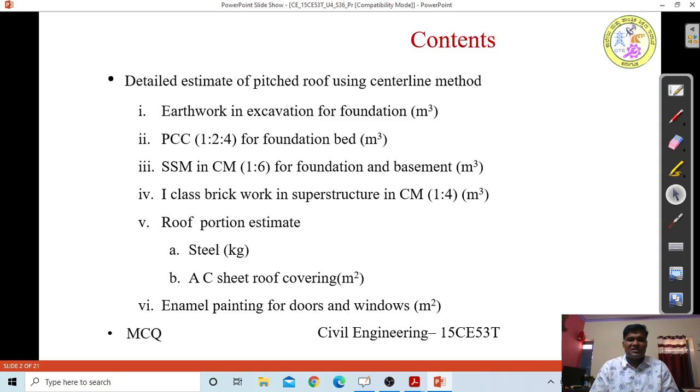Roof portion estimate includes steel, which will be measured in kg, and asbestos cement sheet for roof covering, which will be measured in square meters. And finally, enamel painting for doors and windows. And finally, there will be a multiple choice question.